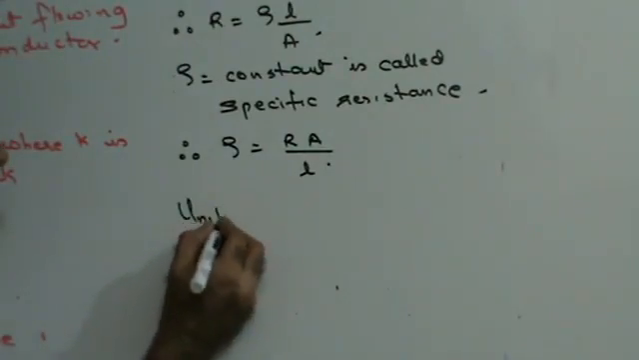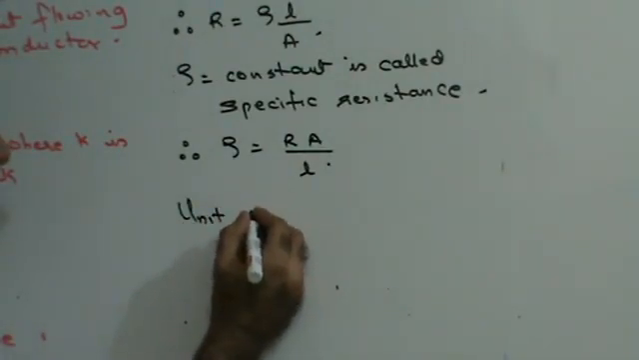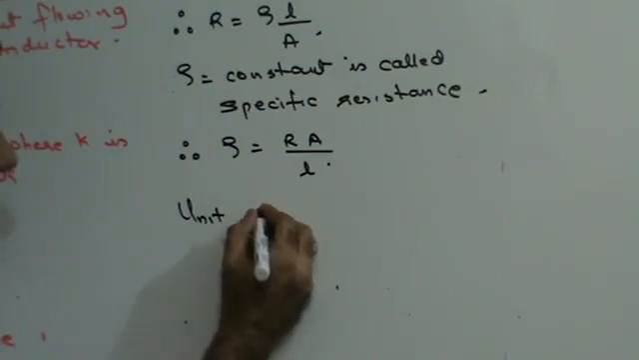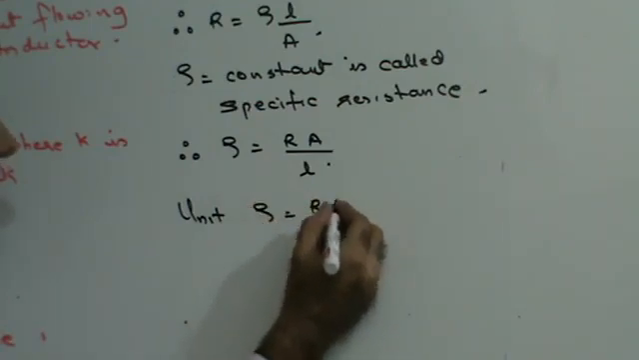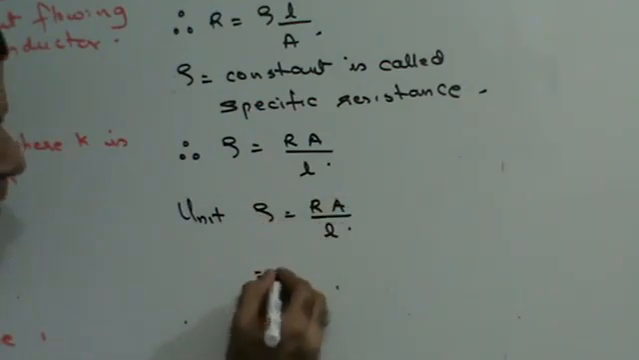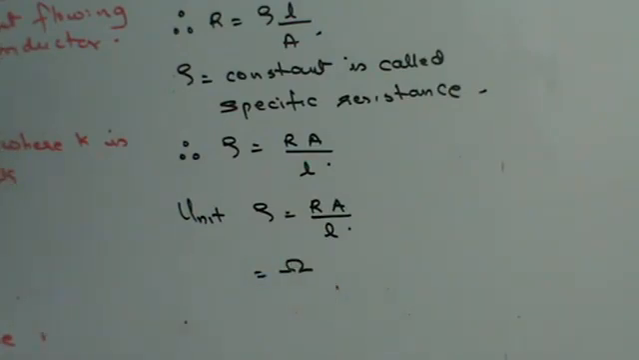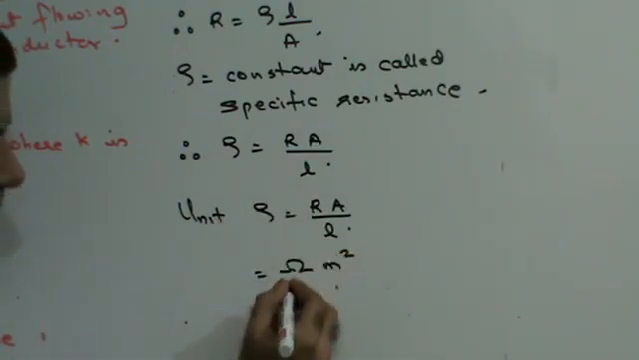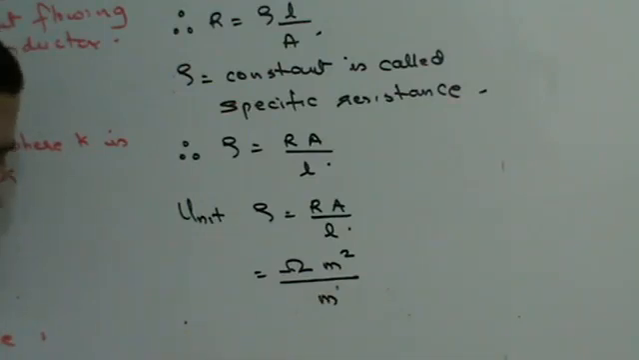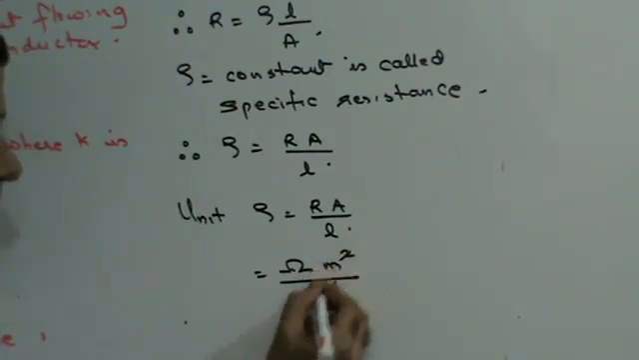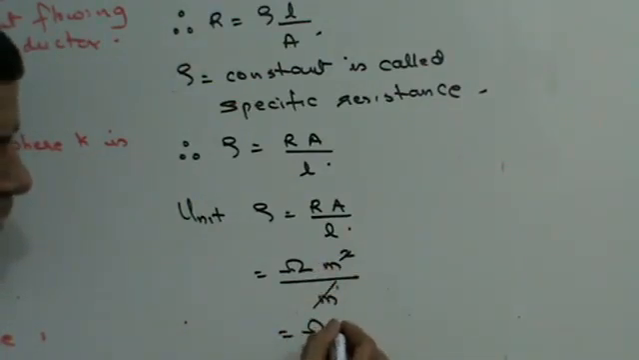What will be the unit of specific resistance? Specific resistance is RA by L. We know that resistance is measured in ohms, area in meter square, and length in meters. Cancel. Therefore, the unit of specific resistance is ohm meter. Fine, do we get this clear?